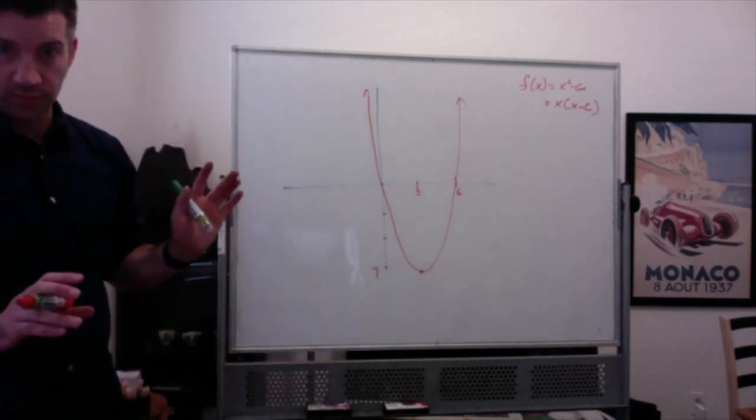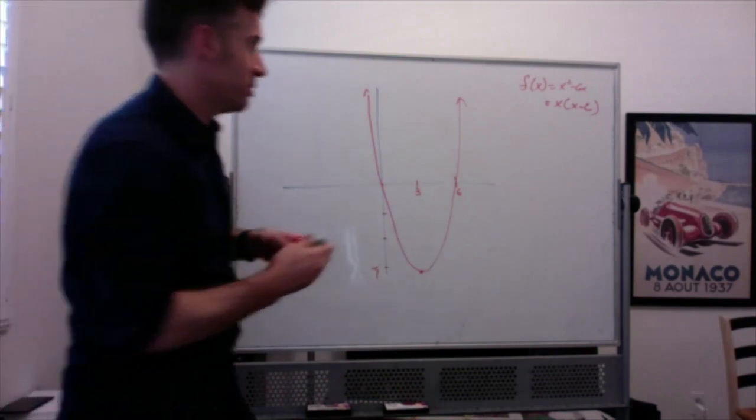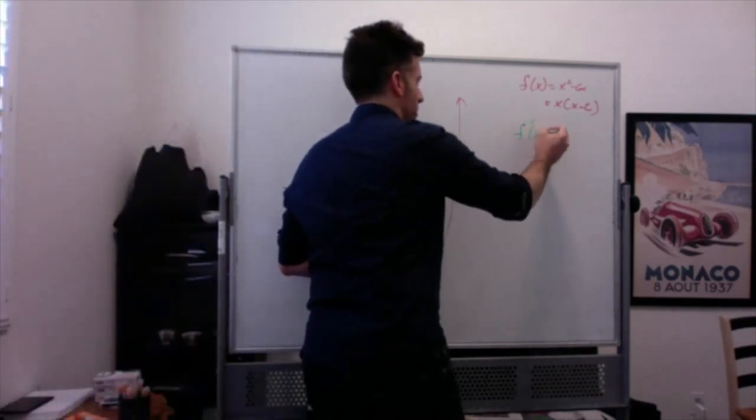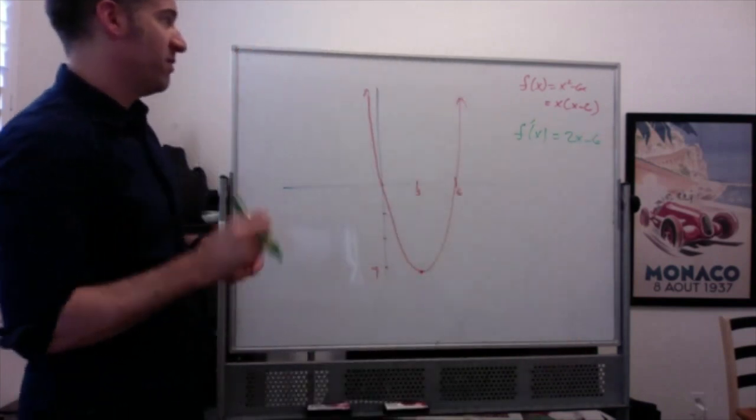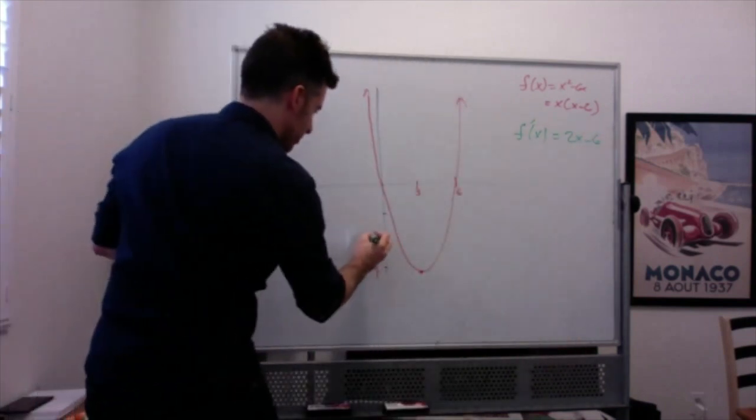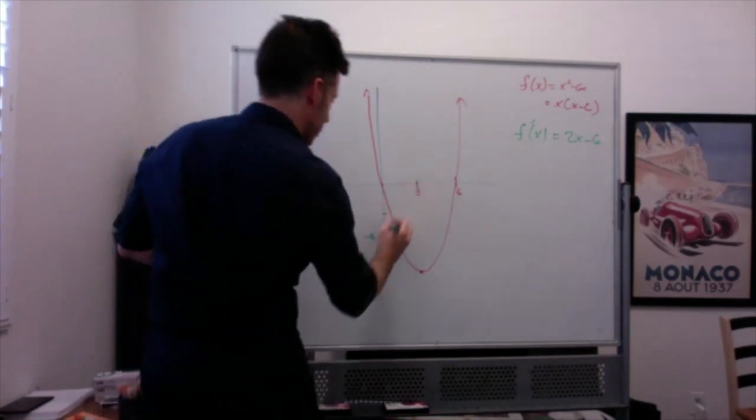There's the function. And now I'm going to draw the derivative. The derivative is the line 2x minus 6. It's got a y-intercept of -6. It's got an x-intercept of +3. Looks like this.